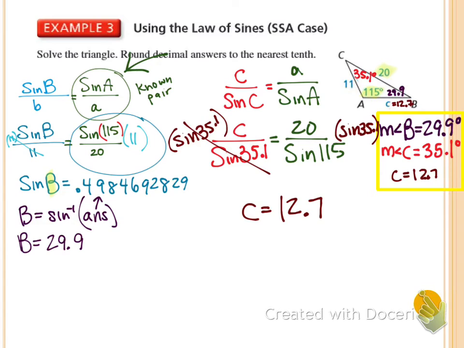Do you have any questions over this problem? Yes, go for it. So 20 and a fraction.